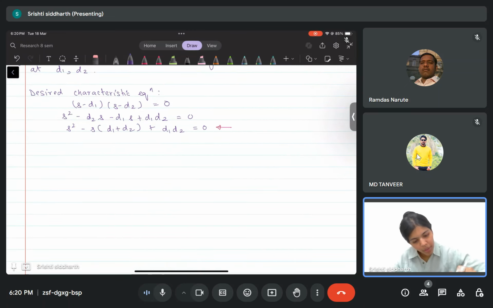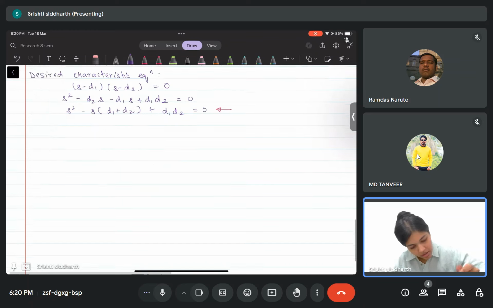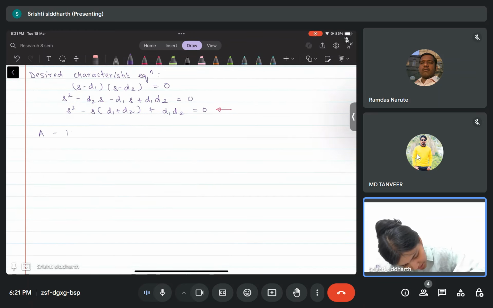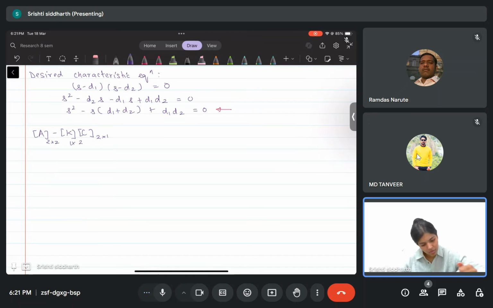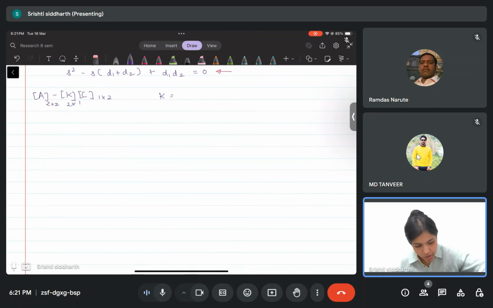Now we have to place the eigenvalues of A minus KC. Let's first determine the dimension of the K matrix. A is 2 by 2, and C is a row vector, so 1 by 2. So K should be a column vector, 2 by 1. Let's say we have K1 and K2.